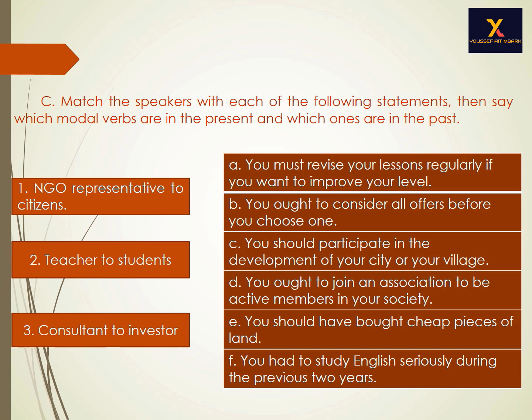You have A, you must revise your lessons regularly if you want to improve your level. You ought to consider all offers before you choose one. You should participate in the development of your city or your village. You ought to join an association to be active members in your society. You should have bought cheap pieces of land. You had to study English seriously during the previous 2 years.